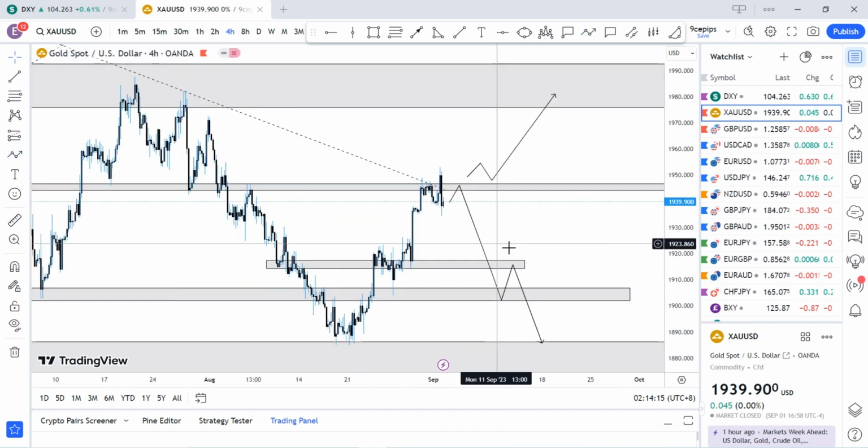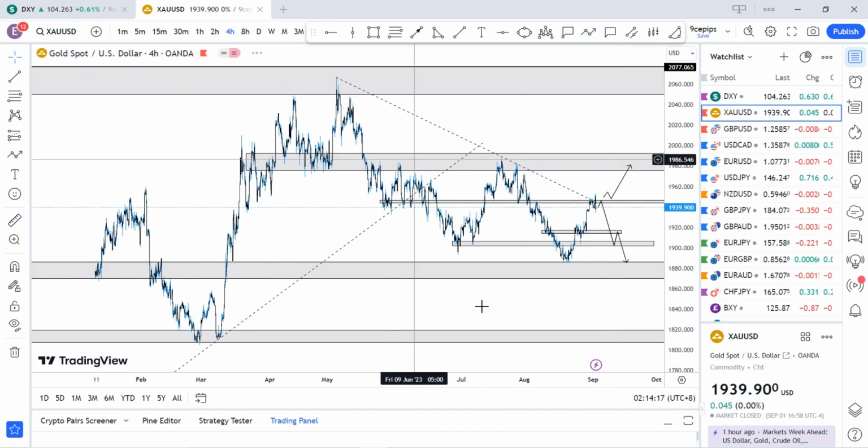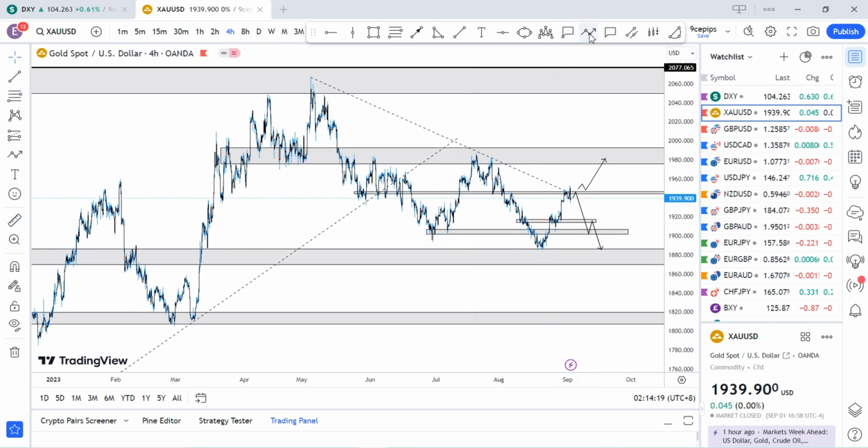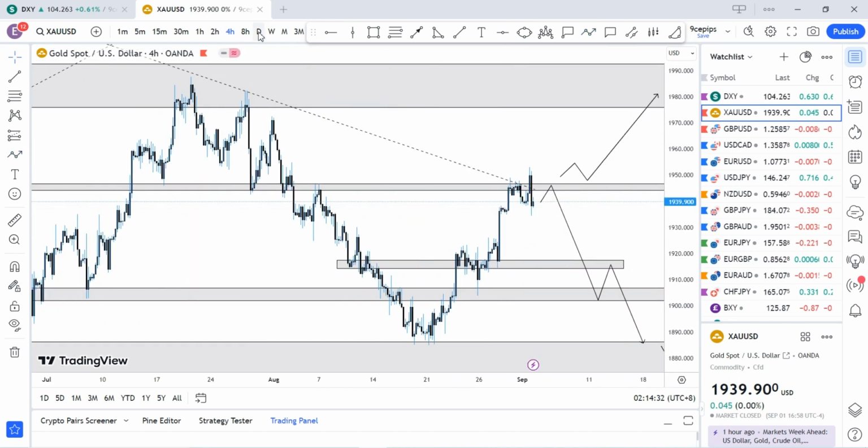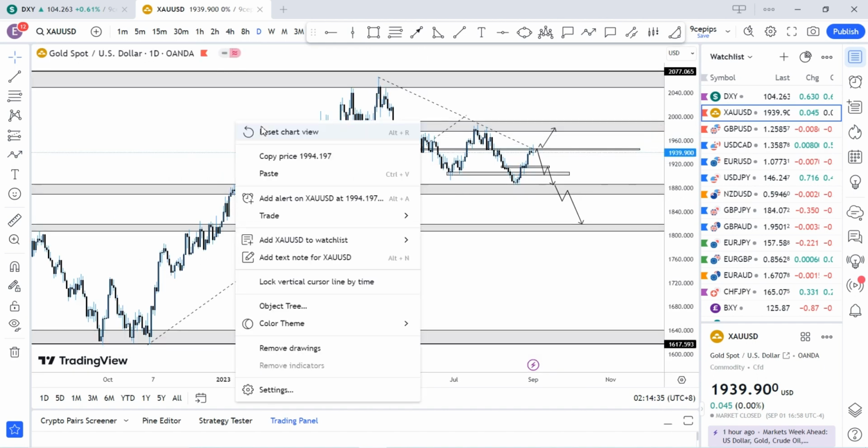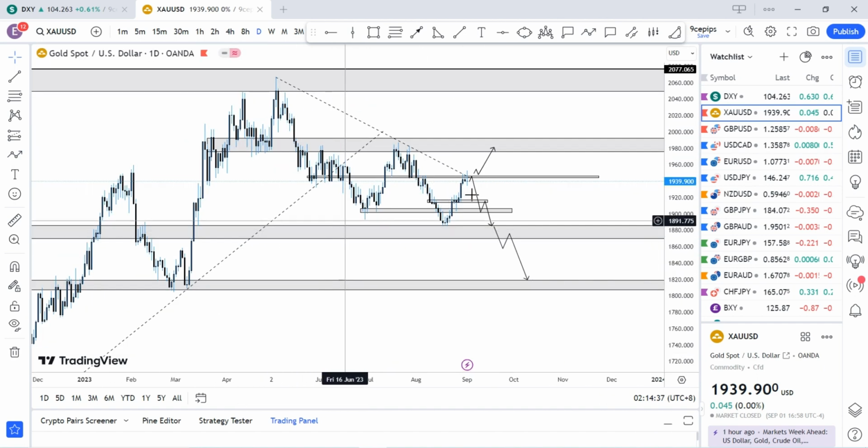And then in the long run, a perfect break of this region here would enable us to see price probably retest the 1800 region, depending on the volatility. So that would be that on gold, basically the way I'm looking at it. If price breaks above this region, upside, but I'm looking for price to really just give us a good structure to continue to the downside.